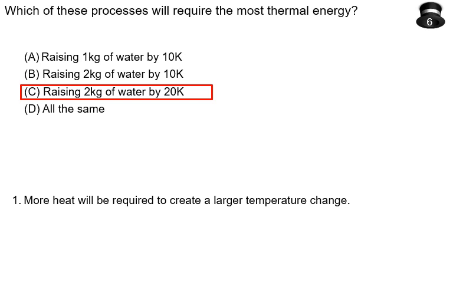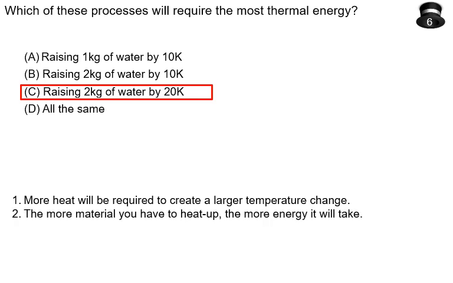The reason is that more heat is going to be required to create a larger temperature change, and the more material you heat up, the more energy it's going to take. So here, for part B, I'm raising the temperature of more material by the same amount compared to part A. That requires more heat. But then in part C, I have more material than in part A, and more of a temperature change than in part B. So that's going to require the most energy, just in a qualitative sense. Then we're going to talk about this quantitatively in just a moment.